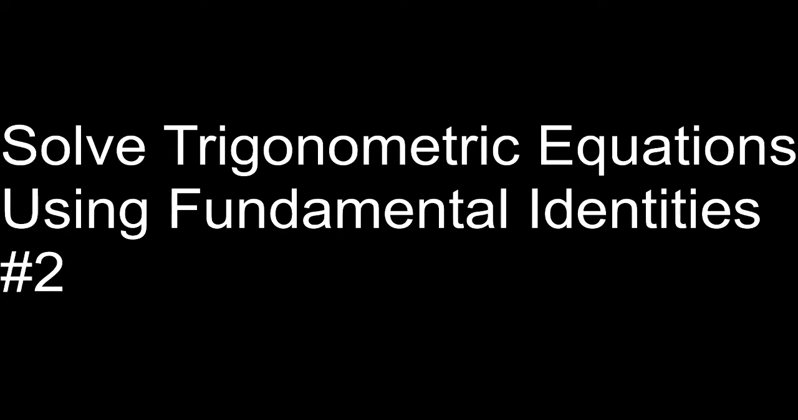Remember there were the reciprocal, quotient, Pythagorean, even, odd, cofunction, the sum and difference formulas, the double angle formulas, the half angle formulas. There were a lot of identities that you've come across up to this point. And in the first video, I only used a certain Pythagorean identity and an even odd identity to help me simplify an equation and solve it. We're going to be doing the same thing here, only possibly using a different set of identities.